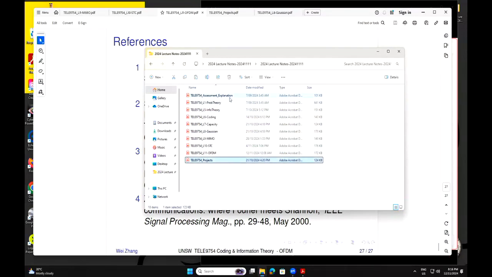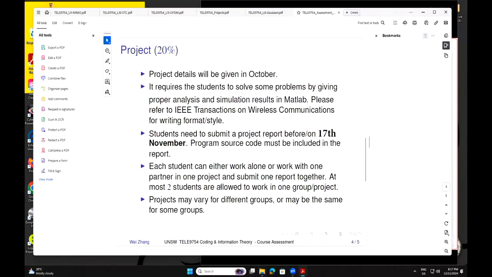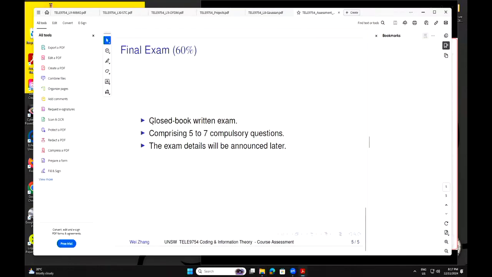Here is the final exam: 5 to 7 compulsory questions in 2 hours. Definitely it's not multiple choice questions. It's like analysis, derivation, calculation, these kinds of big questions, right? Something like that, not multiple choice questions.